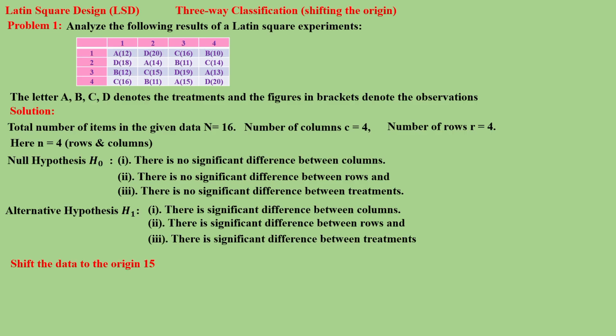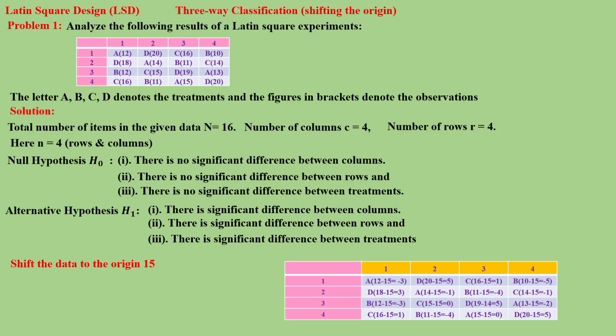So shifting the origin to 15. Subtract 15 from each and every number given in the data within the brackets. So 12 minus 15, 20 minus 15, 16 minus 15, 10 minus 15. You will get the revised numbers. Using these numbers, we are going to calculate the ANOVA.